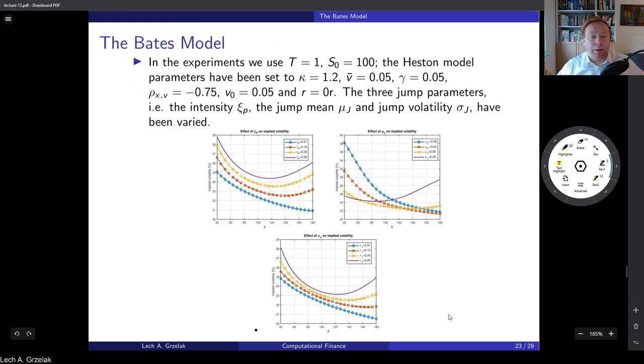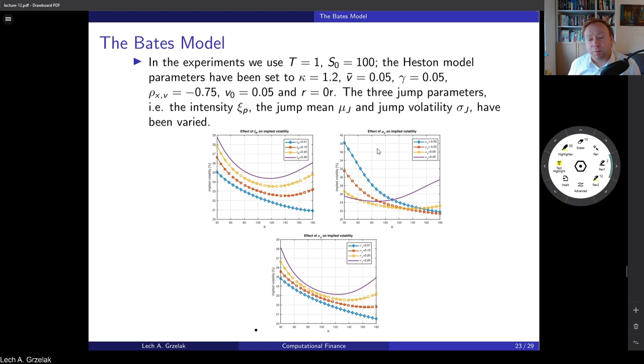In this experiment, these are some numerical results. We are not going to discuss the particular impact of all the Heston parameters, because those stay as we have seen already for the Heston model. We will just concentrate on the jumps. So we have here the intensity impact on implied volatility. This is very similar to what we have seen already for the Merton model, the classical jump diffusion model, where we increase the intensity, and then you can see that we have more smile and also level changing.